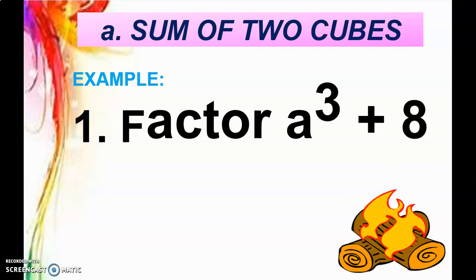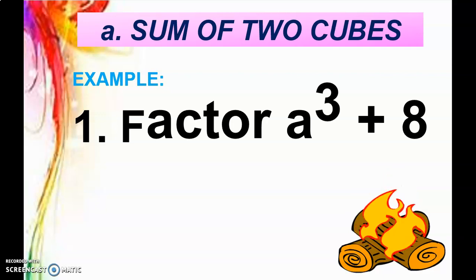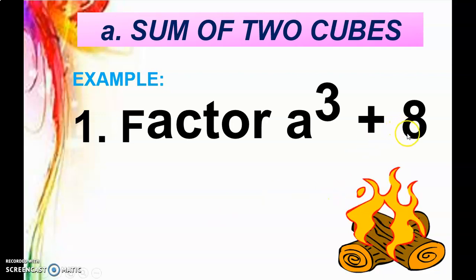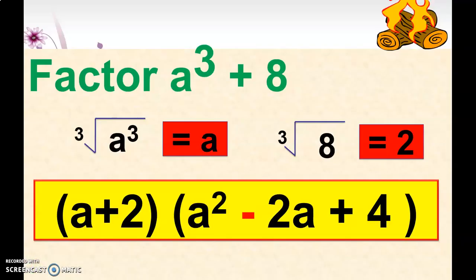Sisimula muna tayo sa sum of the cubes. Sa unang example natin, we're going to factor a cubed plus 8. So, alam naman natin na ang 8 yan ay cube. Same with a cubed. So, yan po ay perfect cube. So, meron pa tayong susundin na steps. So, una, we're going to factor the first term and last term. Kagaya ng ginawa natin dati sa square of binomial. So, ang first term natin ay a cubed at ang last term natin ay 8.